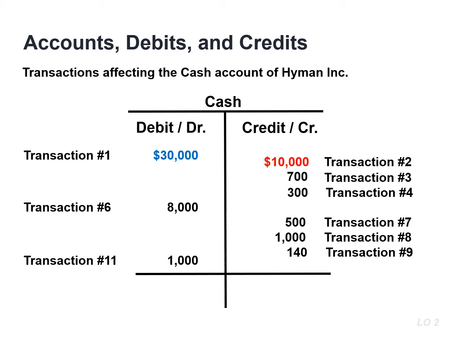Having increases on one side and decreases on the other reduces recording errors and helps in determining the account balance. The balance is determined by netting the two sides, subtracting one amount from the other. The debits total $39,000, whereas the credits are $12,640. The account balance, a debit of $26,360, represents the balance in its cash account.